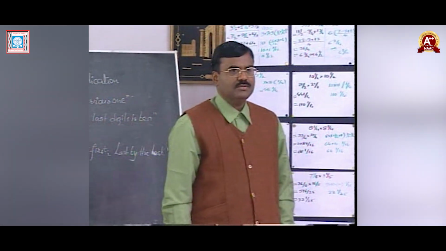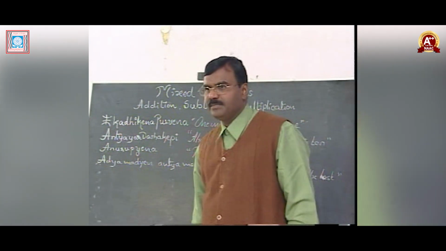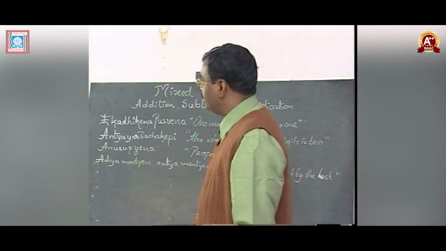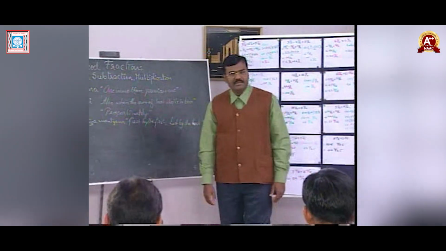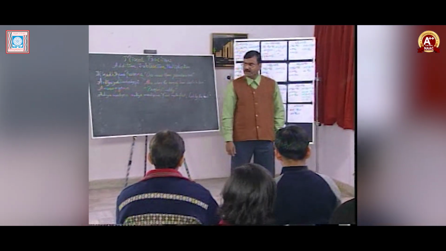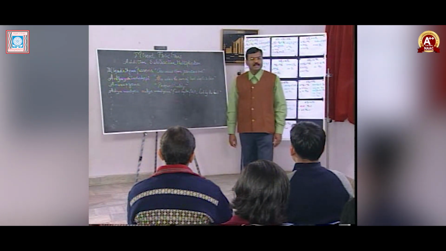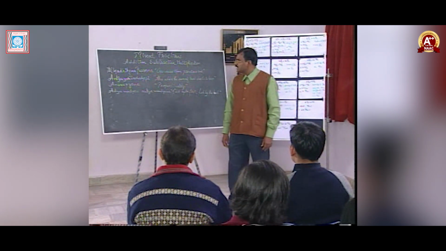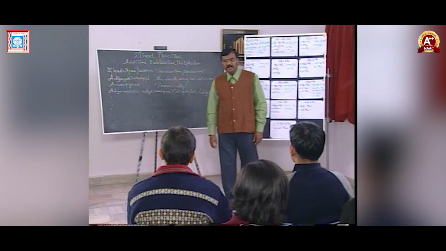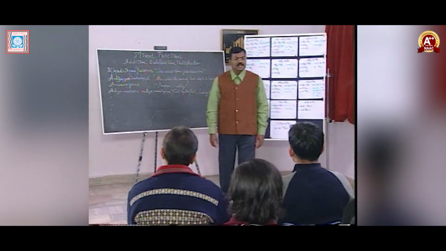Ekadhikena means one more. Ekadhikena Purvena means one more than the previous one. After that we are going for Antyayor Dashakepi, also when the sum of the digits is 10. After that we will discuss Anurupyena, proportionately. Lastly, Adyamadyena, Antyamantyena, meaning first by the first, last by the last.